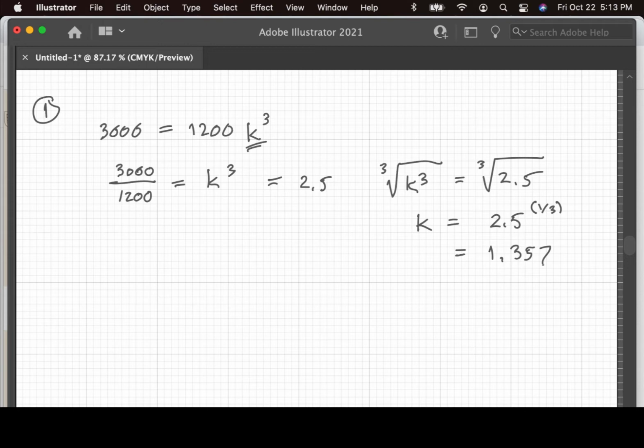So that's close enough. I'll just double check that. I'll try 1.357 cubed, and that gives me back 2.5.